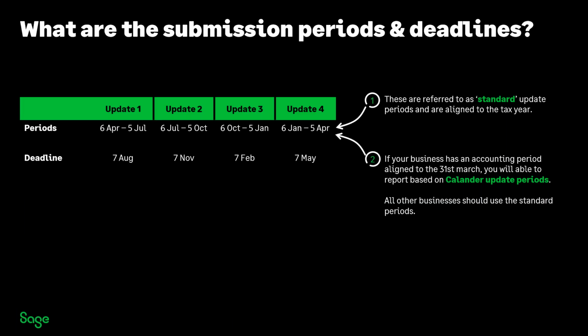Now, the submission deadline for the following month is 1 month and 2 days after the end of the standard update period. The calendar quarters will also follow the same rule of 1 month and 2 days after the end of the period.